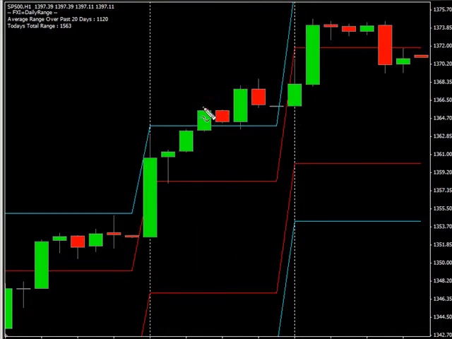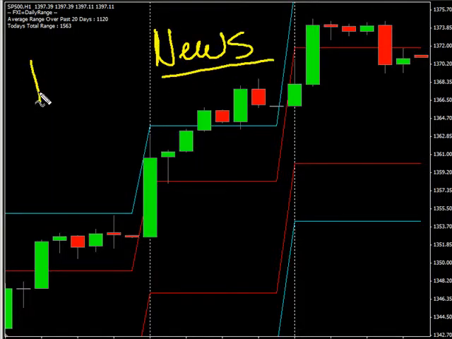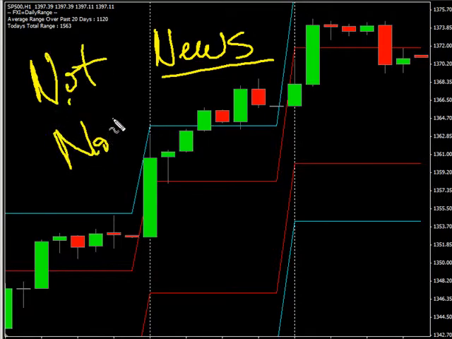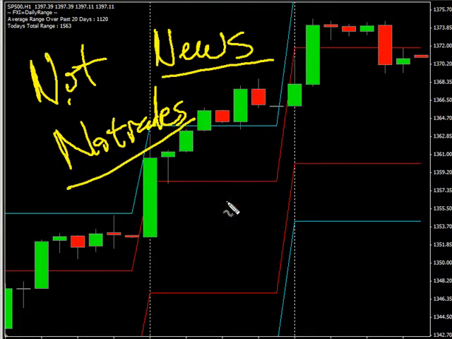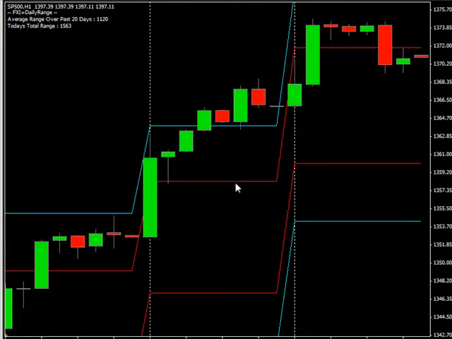One caveat to this, and you need to take a note here, is news. You need to not do this on news days. So no trades on news days, because you don't know what's going to happen from that news, so you want to stay away from it.